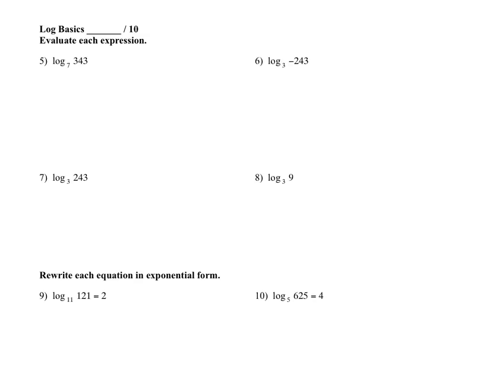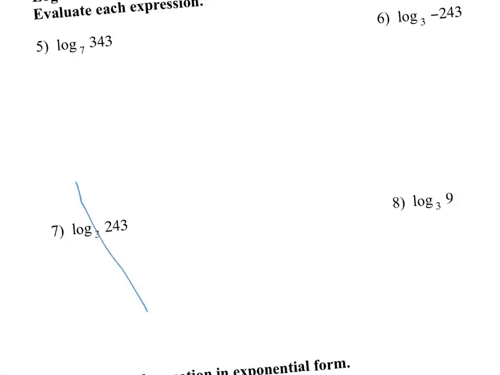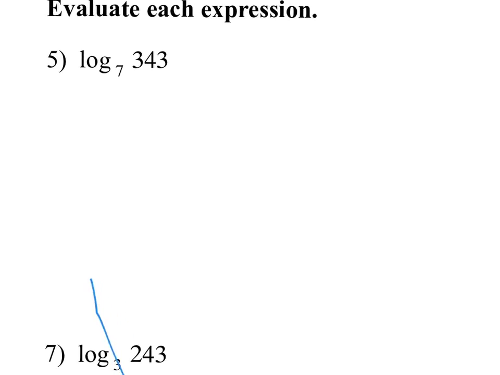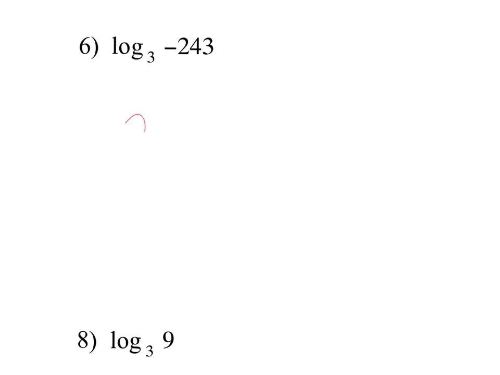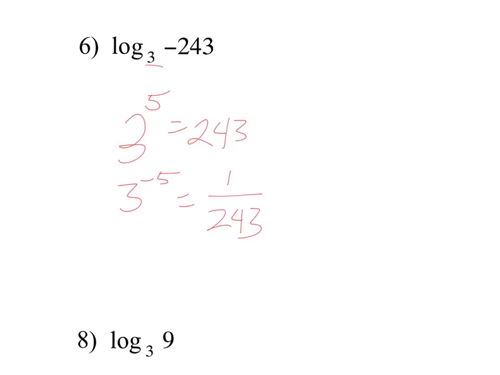Next up, we got to do some evaluation of logs. I'm going to start off with log base 7 of 343. Well, I know that 7 to the third is 343, so this is equal to 3. Number 6, log base 3 of negative 243. Well, 3 to the 5 is 243, okay. 3 to the negative 5 is 1 over 243. There's no way for me to make an exponential expression to get to negative 243 with 3 as a base. This would be no solution or undefined.